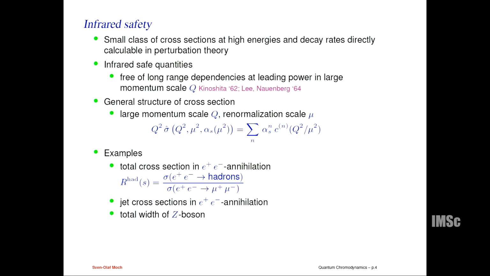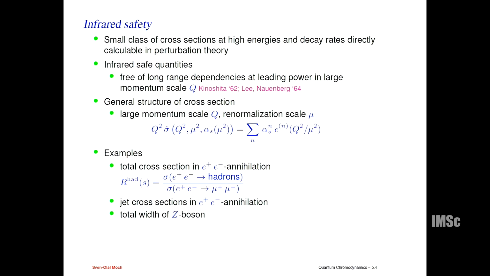And for those quantities, the general structure of the cross-section is that it depends on some large momentum scale and our renormalization scale, and we can compute it directly in a power series in the strong coupling with finite coefficients which only depend on this hard scale and the renormalization scale. Typically, as a dimensionless ratio, we put it as Q over mu.